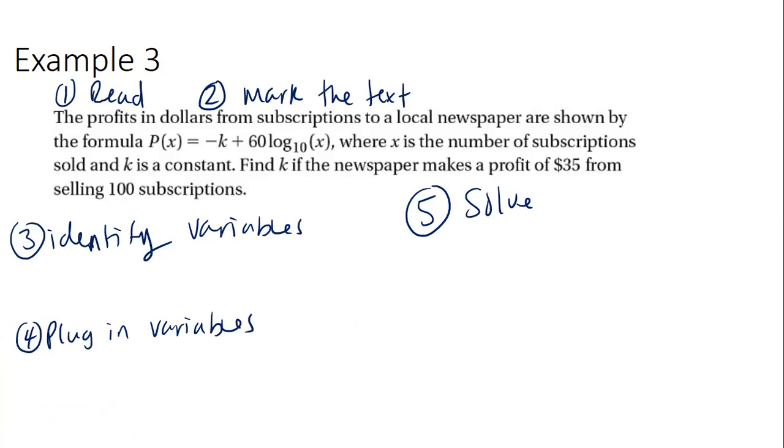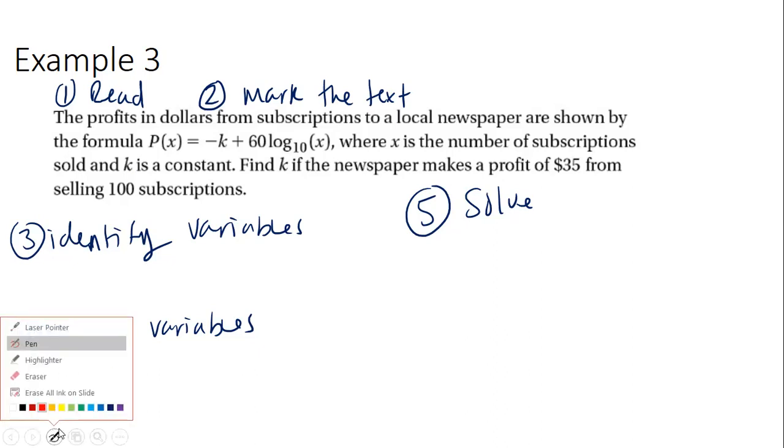The profits in dollars from subscriptions to a local newspaper are shown by the formula P of X equals negative K plus 60 log base 10 of X, where X is the number of subscriptions sold and K is a constant. Find K if the newspaper makes a profit of $35 from selling 100 subscriptions.